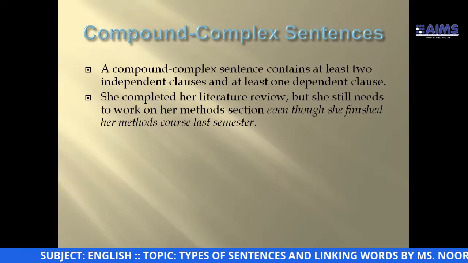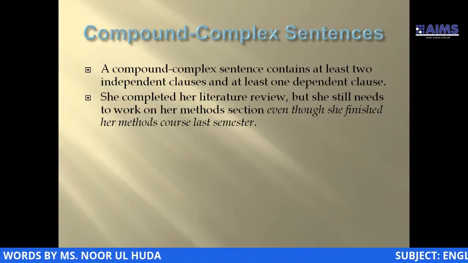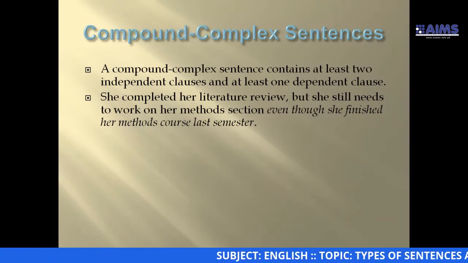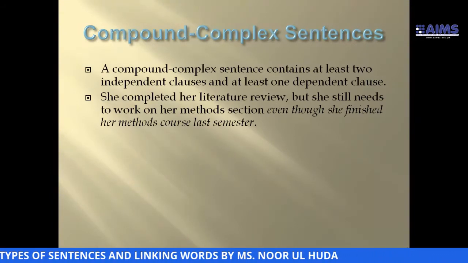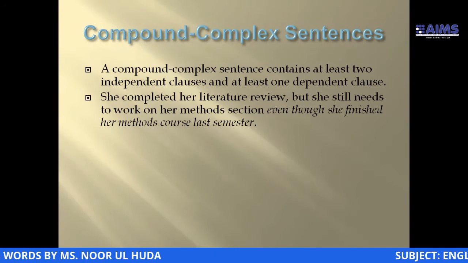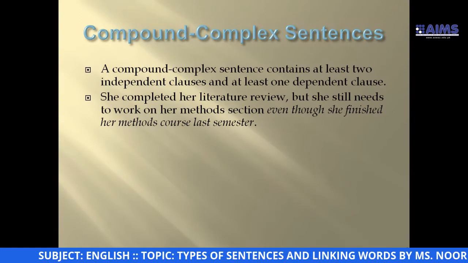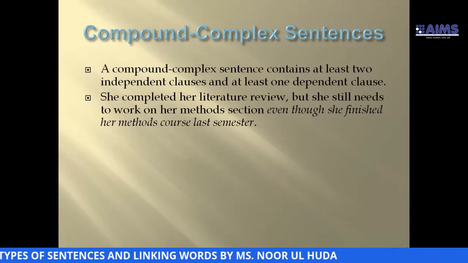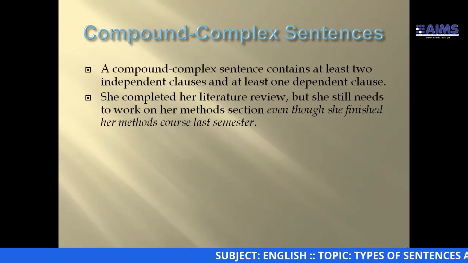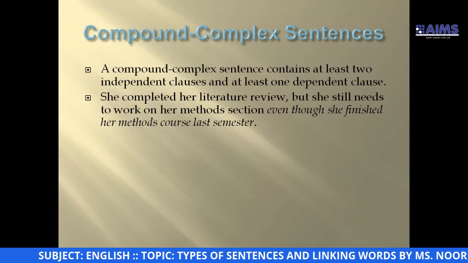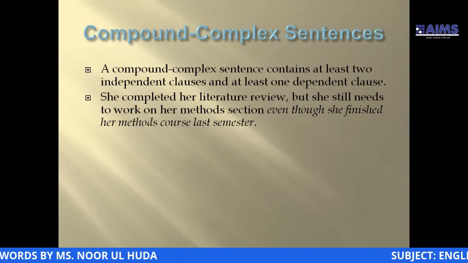What is written here? She completed her literature review is a simple sentence, an independent clause. But is used to combine two independent clauses, so it's a coordinating conjunction. She still needs to work on her method section is another independent clause. So two independent clauses are there. Now the other one, even though she finished her methods course last semester. Even though is not a coordinating conjunction but a subordinating conjunction, meaning by putting this we are forming a subordinate or dependent clause. So one dependent clause and two independent clauses.